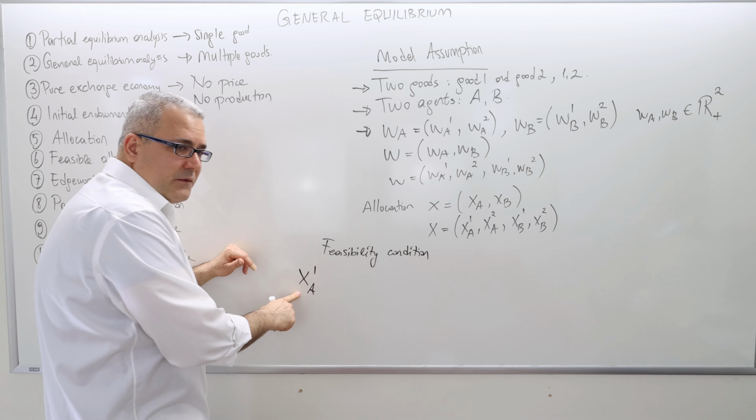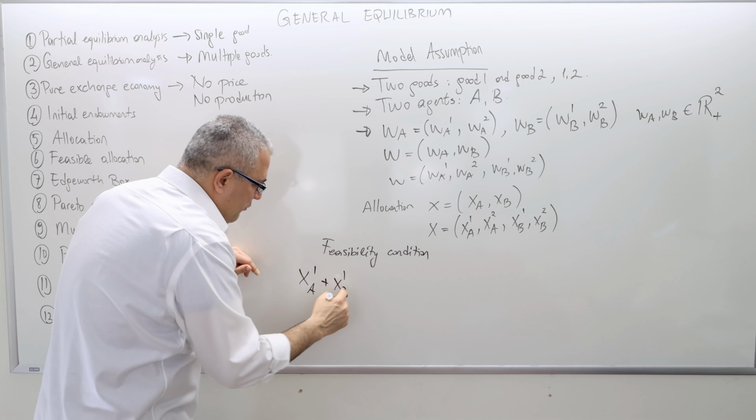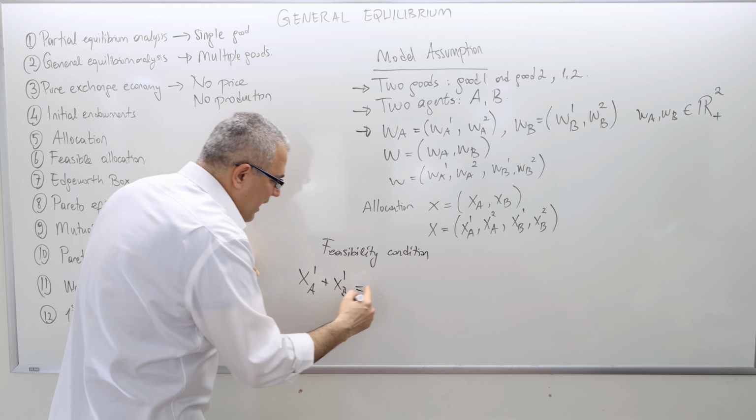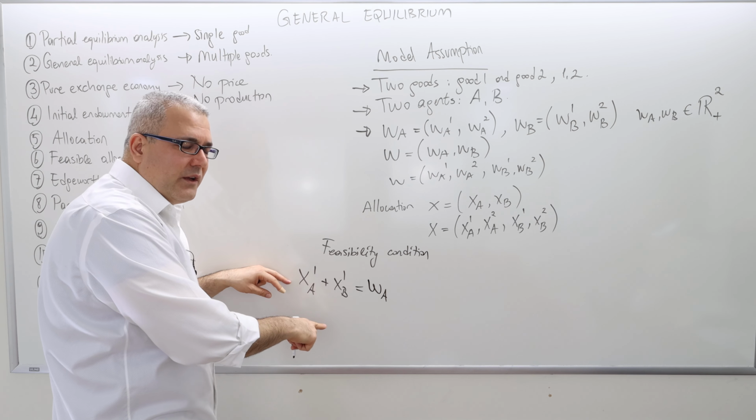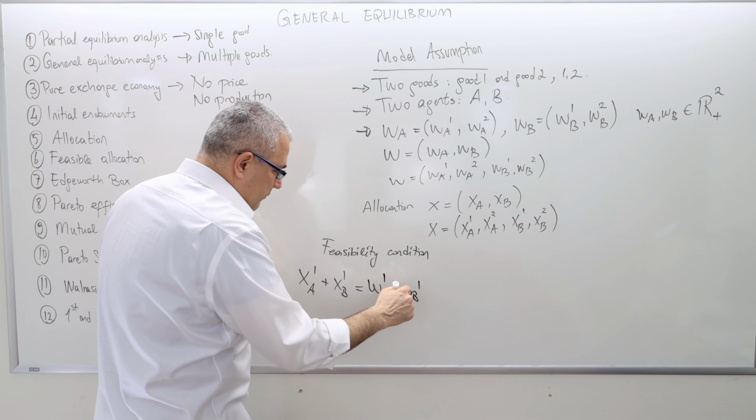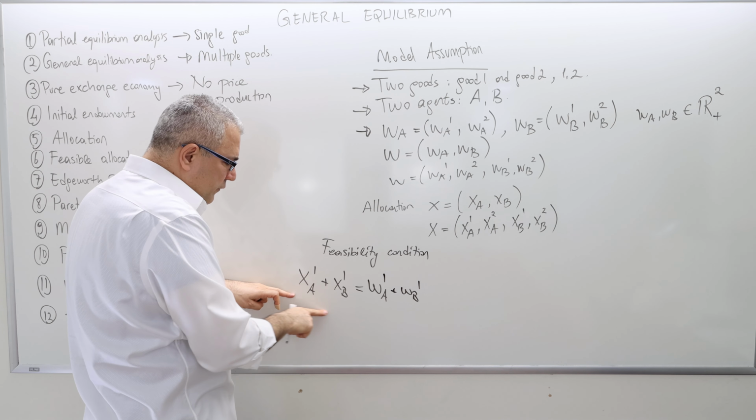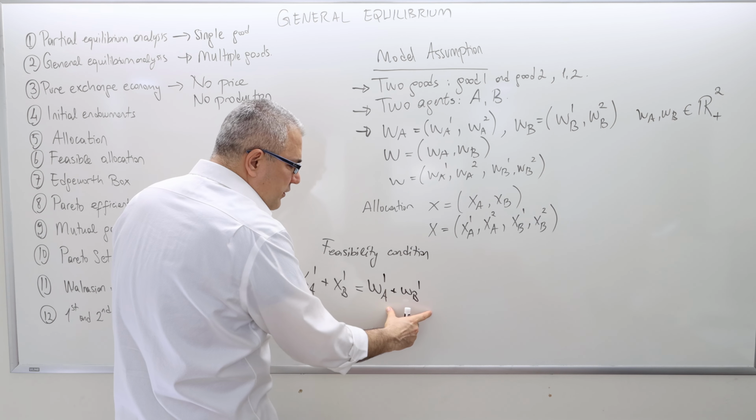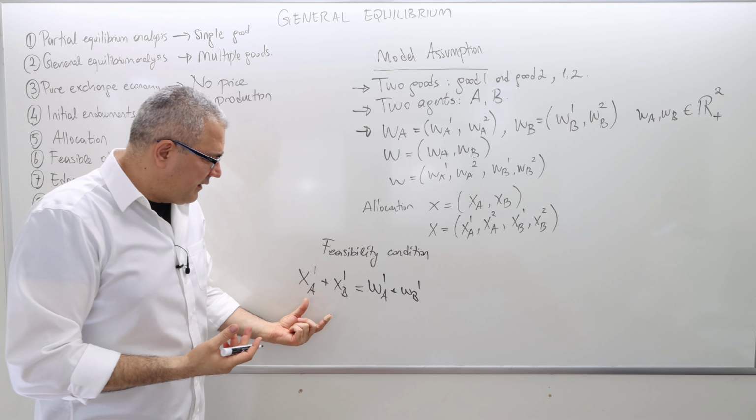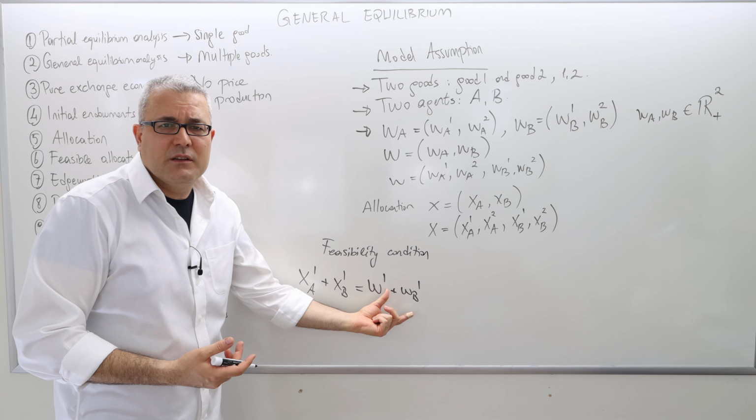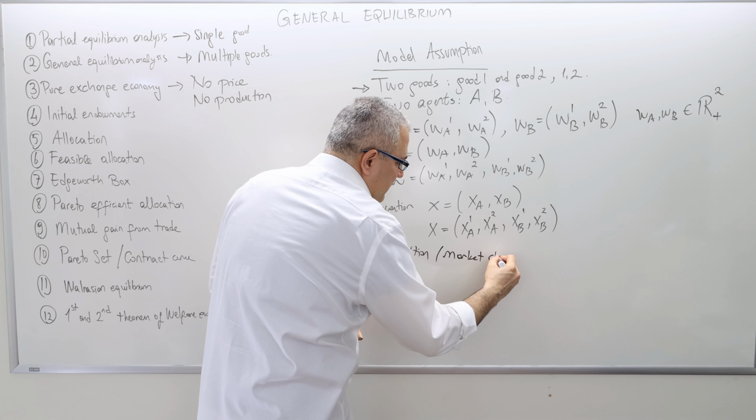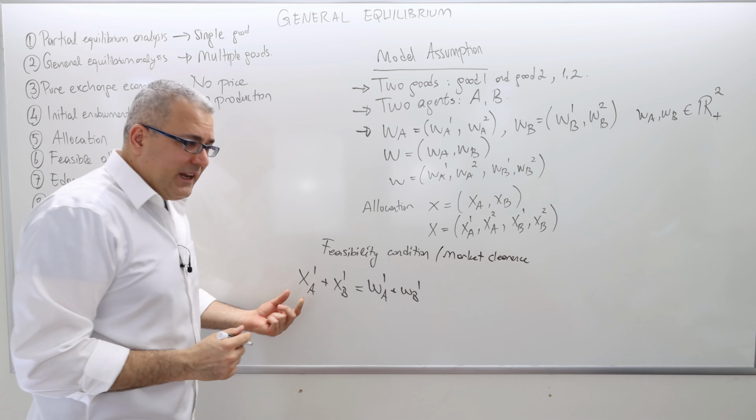It's basically the following. Agent A brings this many of good one. Agent B brings that many of good one. So the total good one consumption has to be equal to, I'm sorry, this is not what they bring, this is how much they consume. This is how much they bring. So the total number of good one consumed must be exactly equal to the total number of good one brought to the market. By the way, this is nothing but the demand equals supply condition. Sometimes we call this the market clearance condition.